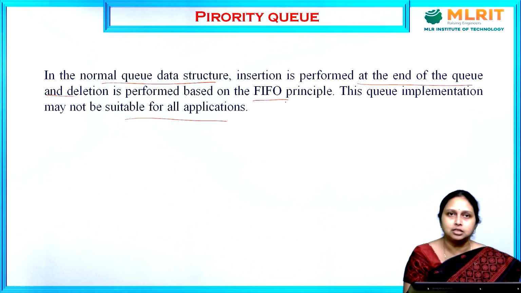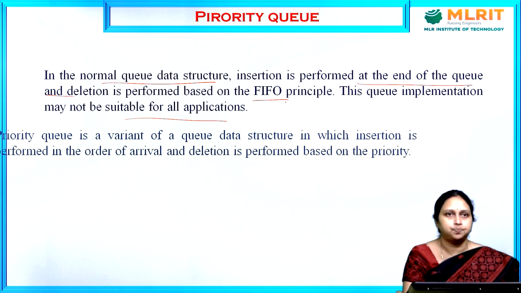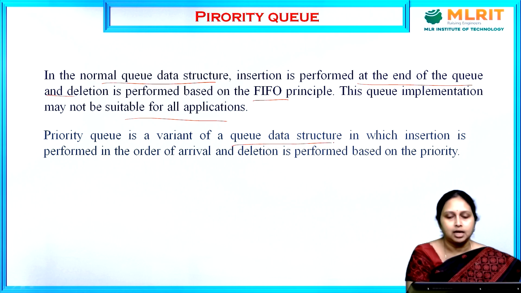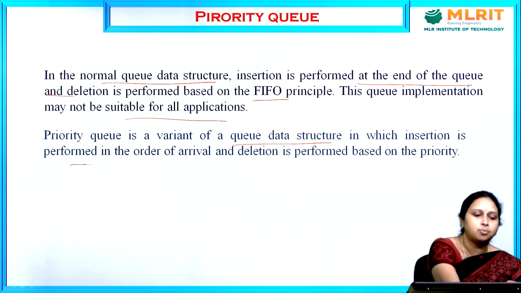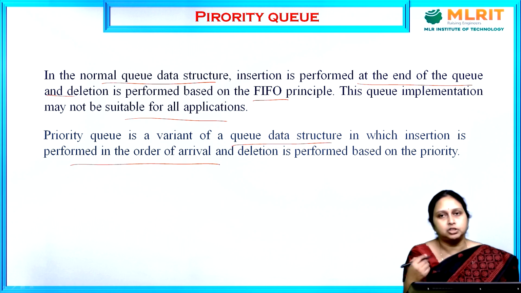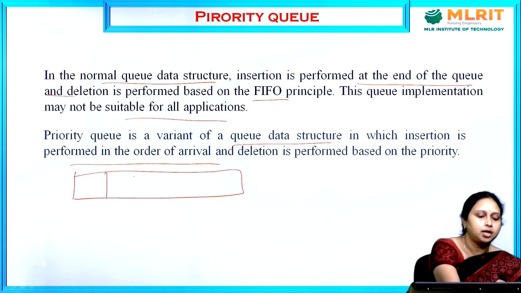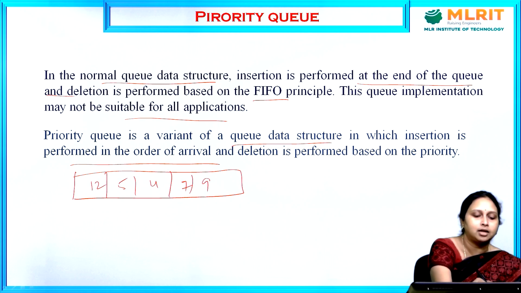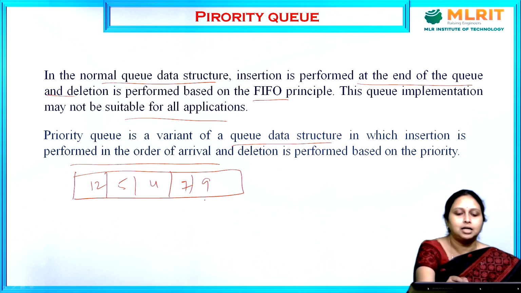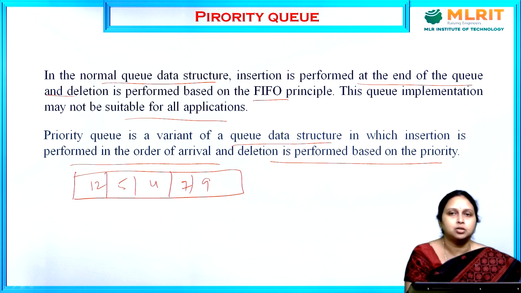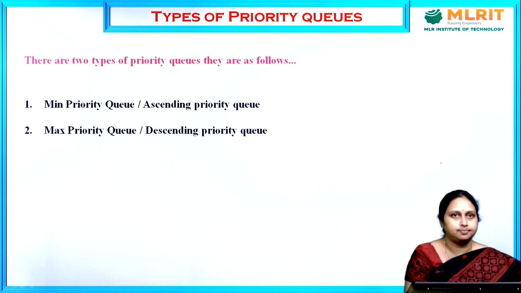Let us see what happens in priority queue. Priority queue is also a variant of a queue data structure, in which insertion will be performed in any order of arrival. In whichever order you get the elements, in that order you store them in the queue. Suppose I have inserted 12, 5, 4, 7, 9, this way I insert, but deletion is performed on the priority. Based on the priority we are going to delete them. This is the main difference between the normal queue and the priority queue.